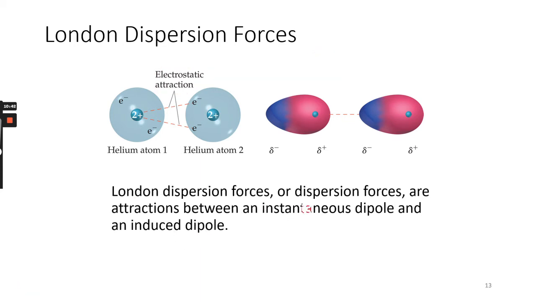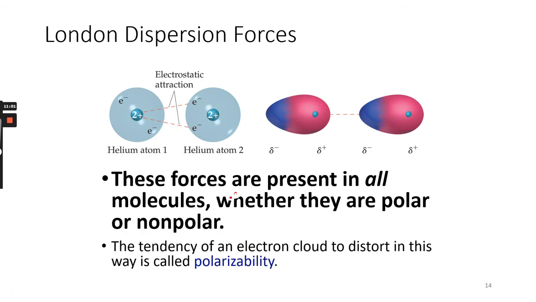London dispersion forces or dispersion forces are attractions between an instantaneous dipole and an induced dipole. So the instantaneous one was when these two electrons just happen to be here. When they come close to this atom, they're going to force those electrons away and they're going to induce a dipole. These forces are present in all molecules, whether they are polar or nonpolar, it doesn't matter. The tendency of an electron cloud to be able to do this or get distorted is called polarizability.